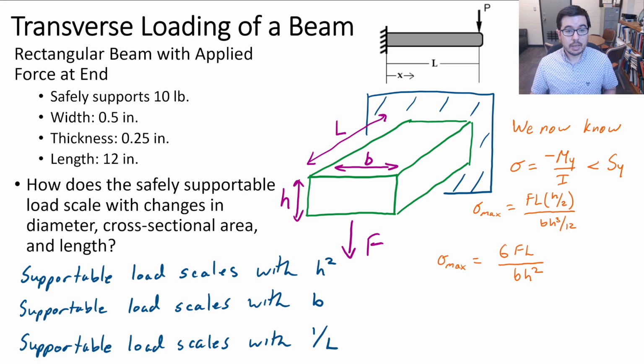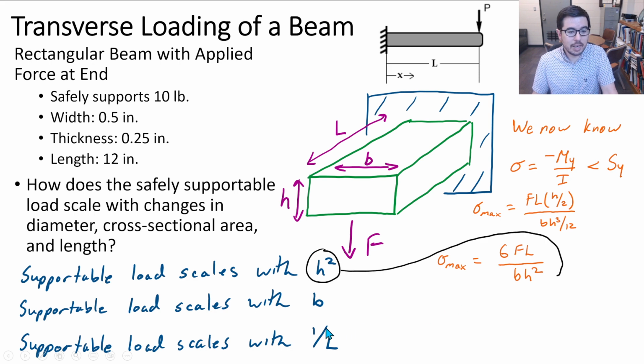That needs to be less than the yield strength of the material. And if we look over to the left, where we were describing the supportable loads and how they scaled initially, we said that the supportable load, let's say F, would scale with h squared. Well, look, h squared is in the denominator. It scales with b. If we increase b, we can increase the amount of supportable stress that we're going to have.